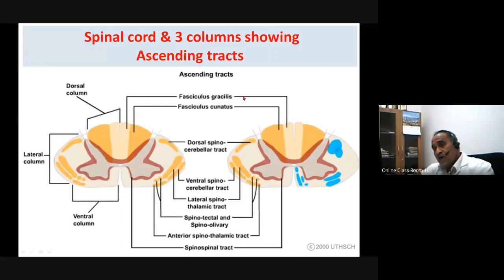So now we have other tracts, maybe as I discuss in the subsequent classes, wherein I may add new things. When I add new things, I will mention that. This is about the ascending tracts.